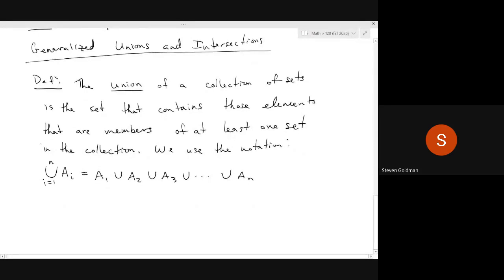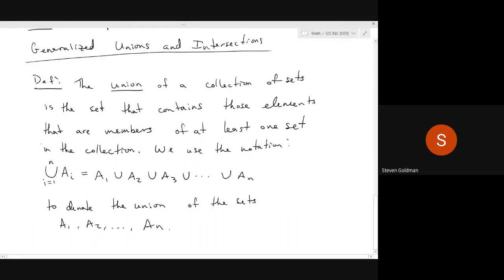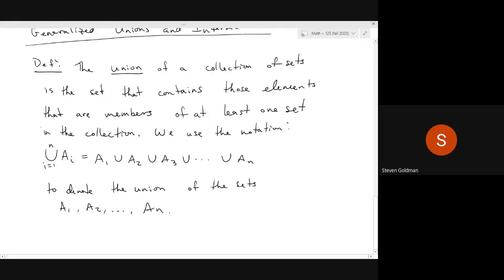We use this notation to denote the union of the sets a1 through an. So a union of multiple sets. Here we have an example of a union of n sets. That's a new set, and that's a set of all elements that are in at least one of these sets. In other words, it's a combination of all these sets. You take all these sets and put them together, and you create the union. So any element that appears in at least one of these sets will appear in the union.